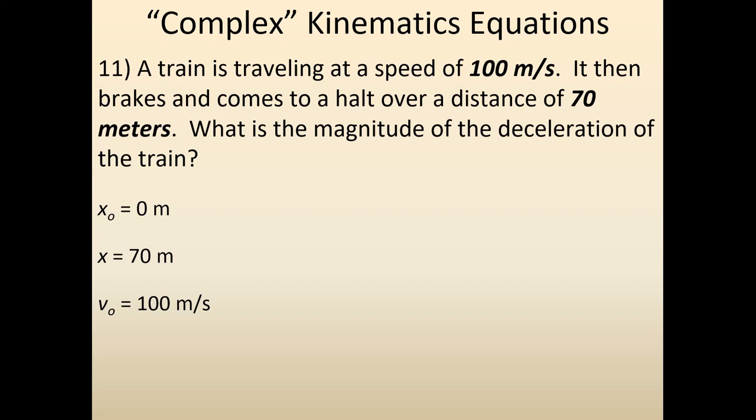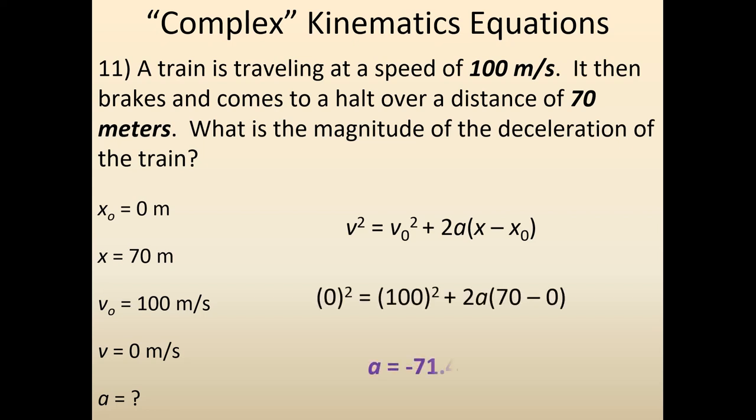Then it says that it comes to a halt. So the final velocity is going to be 0. And then it wants to know the magnitude of the deceleration. So they want to figure what this number is, the acceleration. Based off of these variables, the only thing that wasn't given was time. So I'm going to end up using the timeless equation. Plug the numbers in, and I end up getting that the acceleration is negative 71.4 meters per second squared. Once again, note that because this technically asks for the magnitude, you could have given this as negative 71 or positive 71. You will get the answer right regardless.